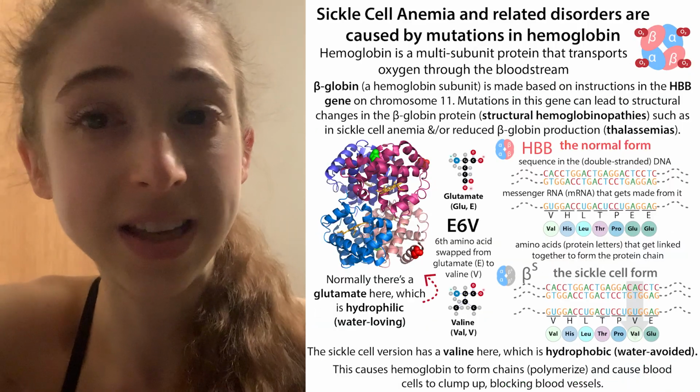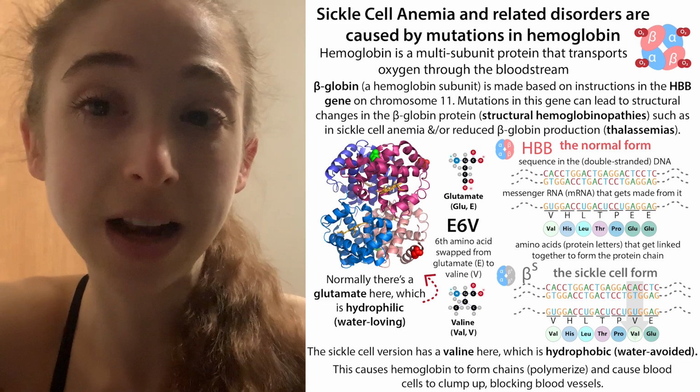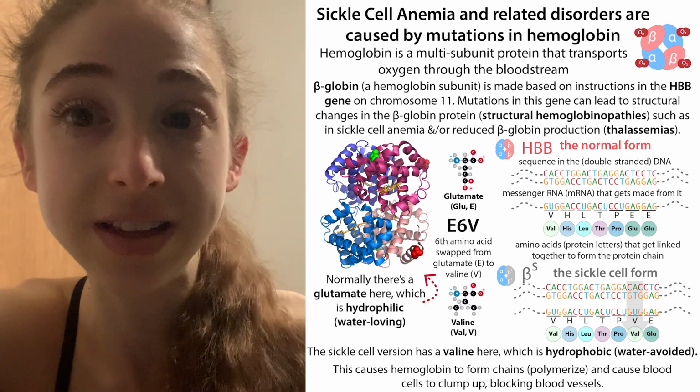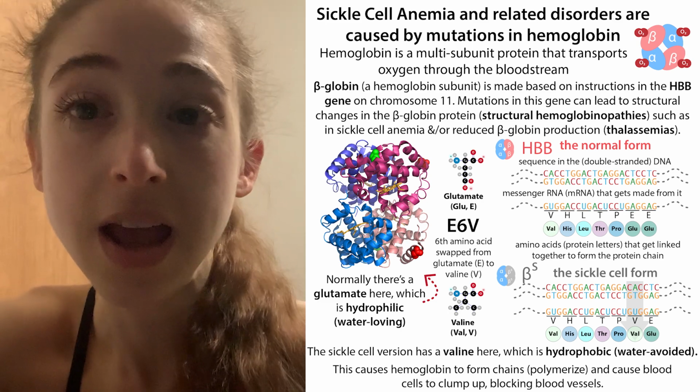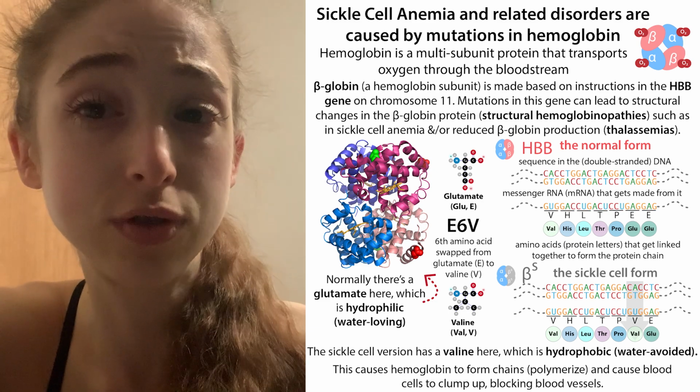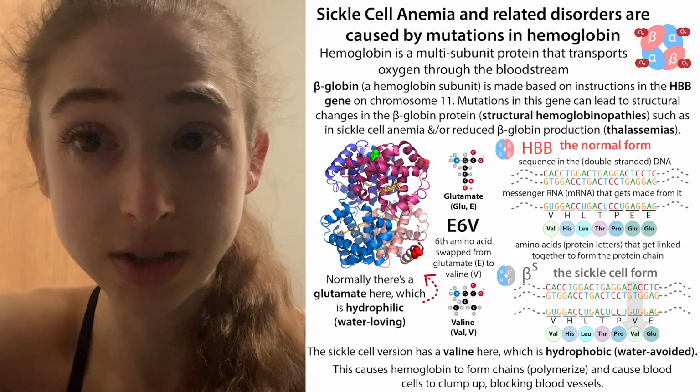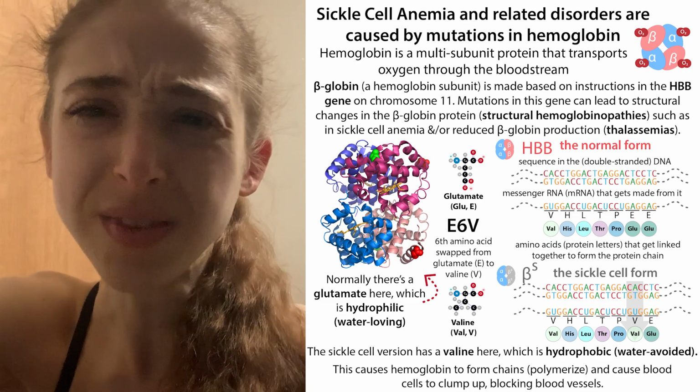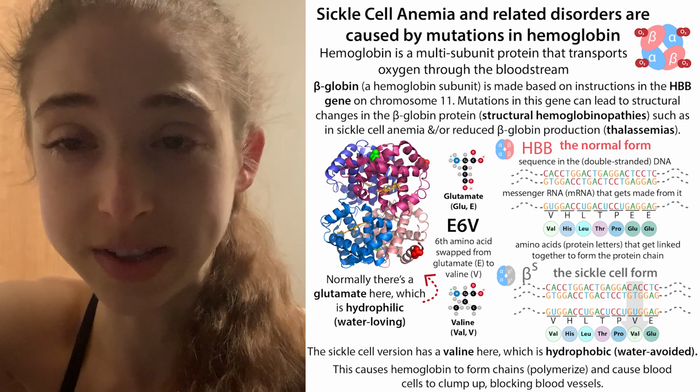What happens in the case of sickle cell anemia is that a mutation causes there to be a valine on the surface of a protein, on the surface of this really crucial protein, hemoglobin. So hemoglobin is responsible for carrying oxygen throughout the bloodstream. And so your blood cells are chock full of this stuff.